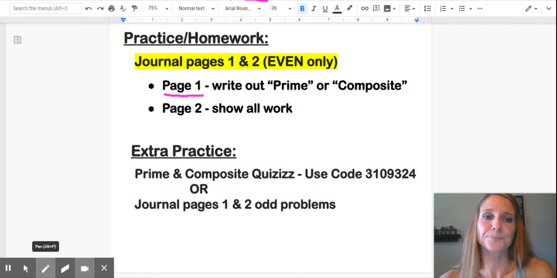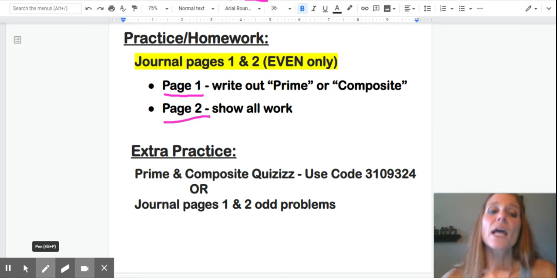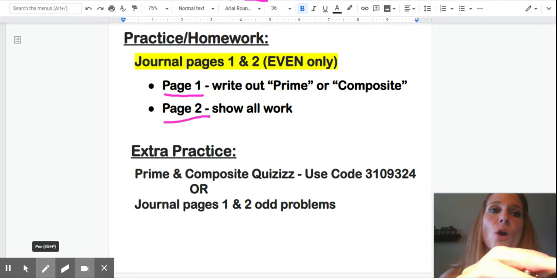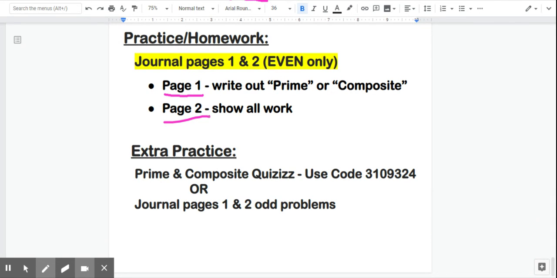Don't just use a P and a C. That's a shortcut. And then on page 2, you are going to be practicing the skill of adding and subtracting the mixed numbers. So show all of your work. I give you paper so that you can write it out, get it all on there. If you're working from home and you're like, oh boy, I forgot my journal, my workbook, it's in my locker and it doesn't do you any good in there, you can find the skill.